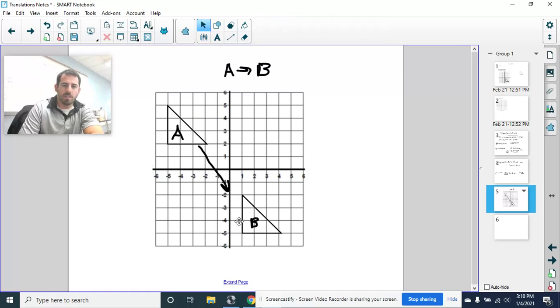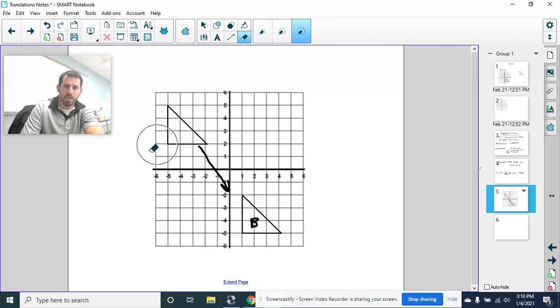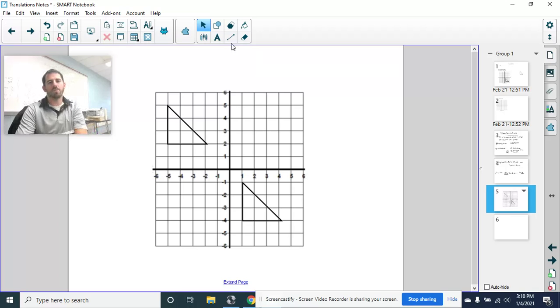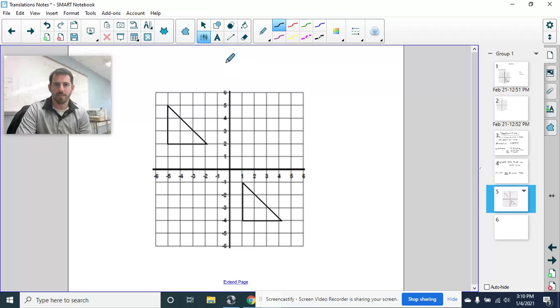One thing you always need to know about translations, if I just get rid of all of the stuff I drew here, is that a translation clearly does not change the shape of our image. If I were to take this triangle and bring it back over to my image, you notice it's exactly the same size. A translation does not change the size of an image. We talked about that briefly when we talked about how a dilation is the only one that actually changes the size.